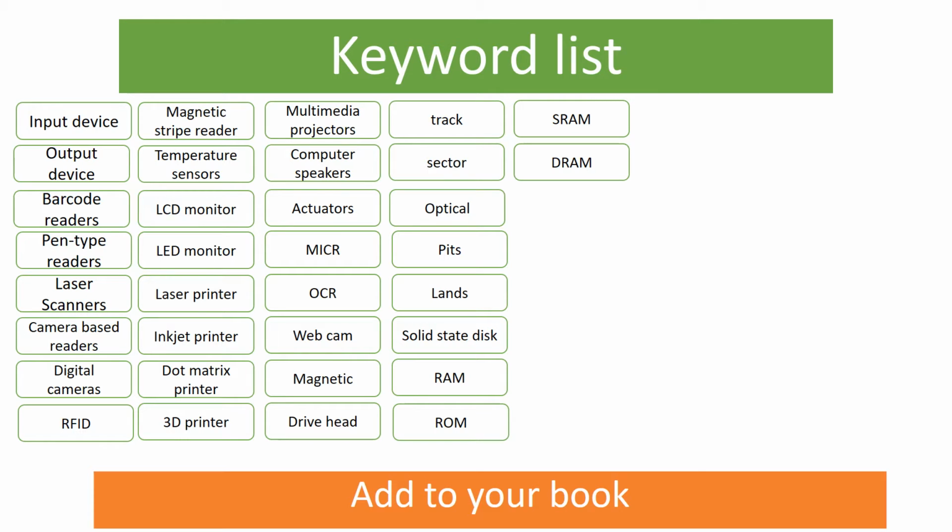Okay, there are a series of output devices on here, including 2 monitors, LCD and LED. There's a laser printer, an inkjet printer, a dot matrix printer and a 3D printer. We've got multimedia projectors, computer speakers and actuators.